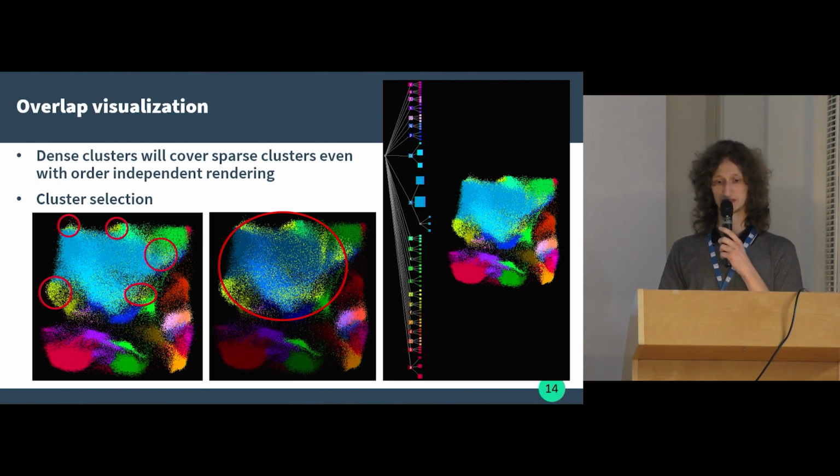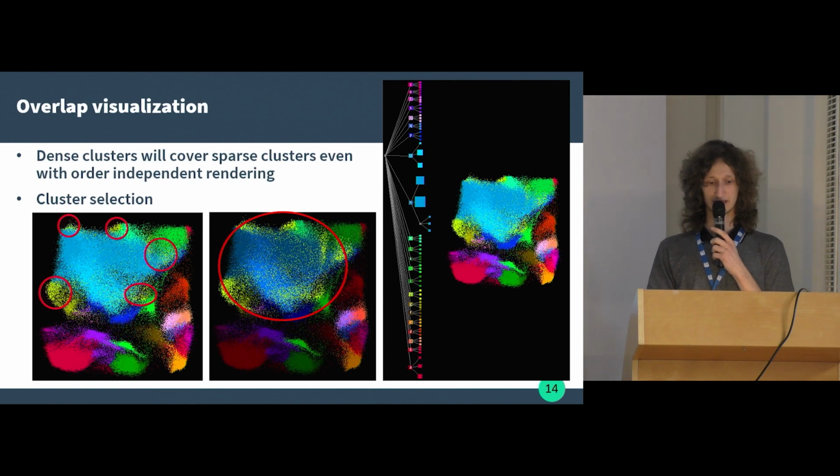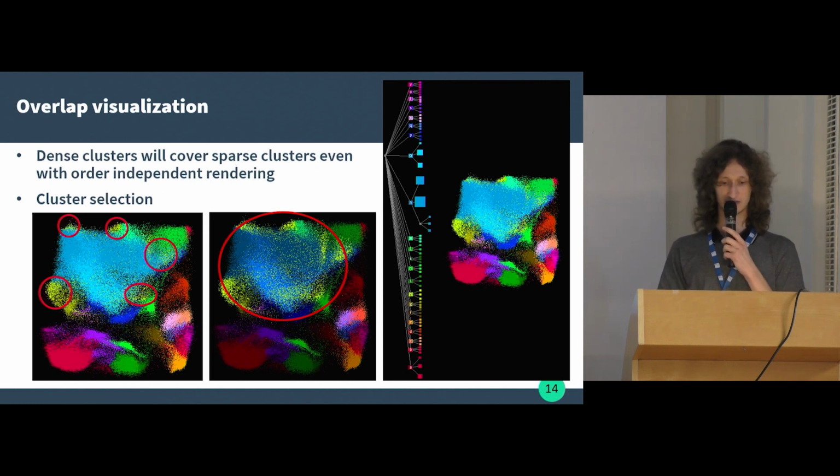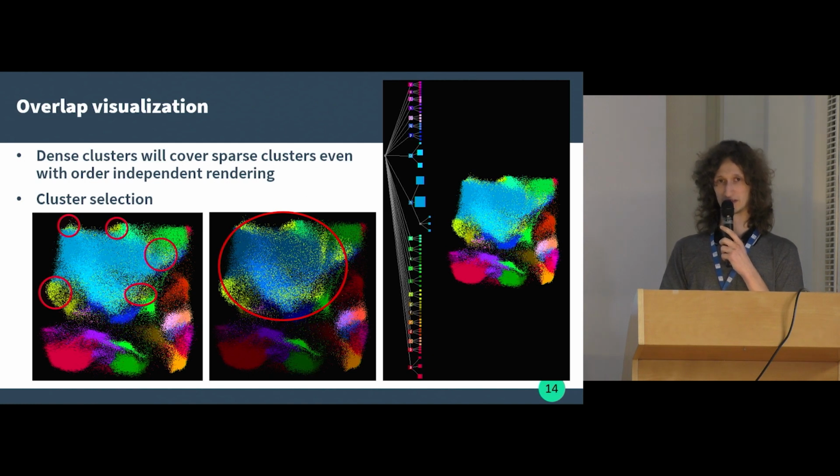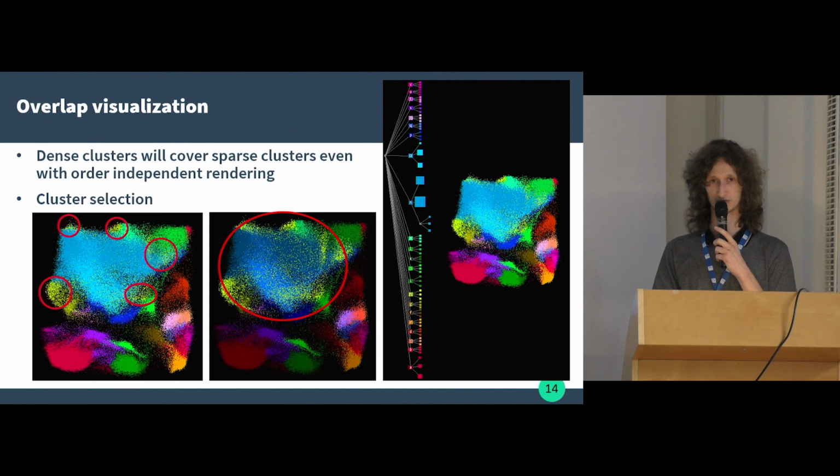Therefore, the user is given the option to select clusters. This can be done either by clicking directly on the cluster or clicking on a node of the hierarchy visualization that was added for this purpose. The selected cluster will be drawn over the other clusters, and at the same time, the other clusters will be drawn darker so that the selected one stands out.